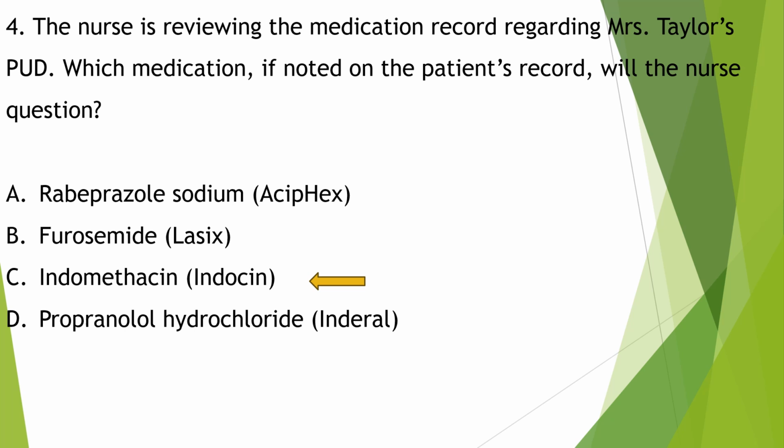Furosemide is a loop diuretic. Rabeprazole sodium is a proton pump inhibitor used in treating gastrointestinal disorders such as GERD and duodenal ulcers. Propranolol is a beta-adrenergic blocker. Furosemide and propranolol are not contraindicated in patients with gastric disorders.